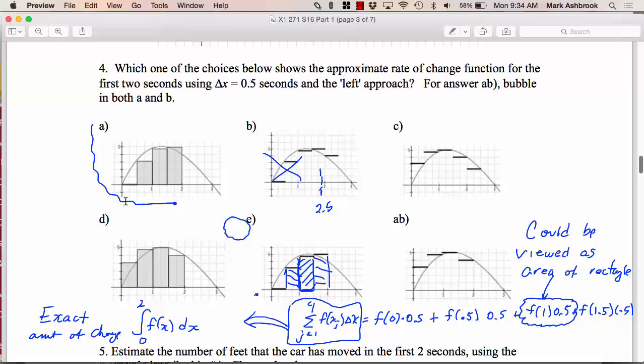So if we wanted to look at that total amount of change, but instead look at it as a sum of areas of rectangles, that would lead us to choice A. But it's not. That's no longer about an approximate rate function, right? That's about geometry. So a geometric perspective on summing up bits of change is summing up areas of rectangles.